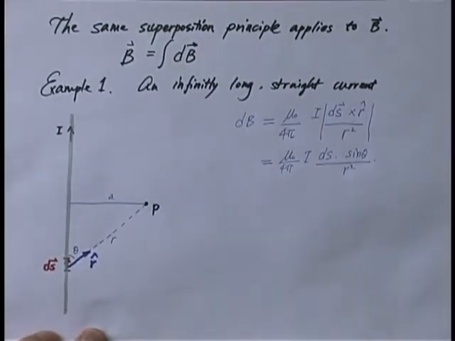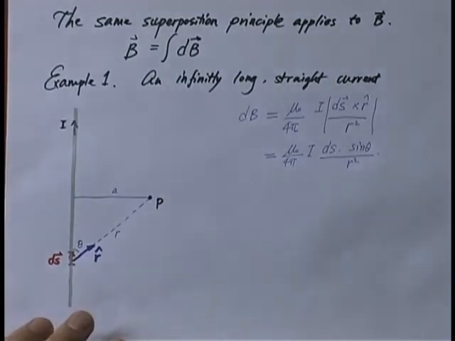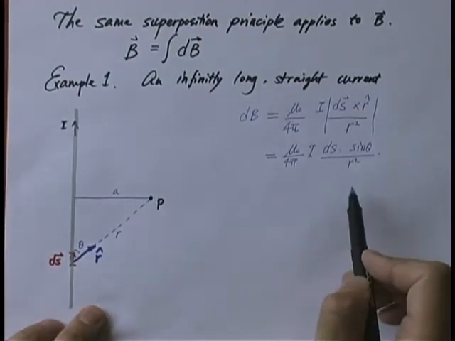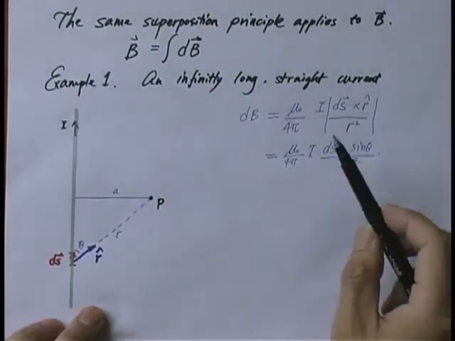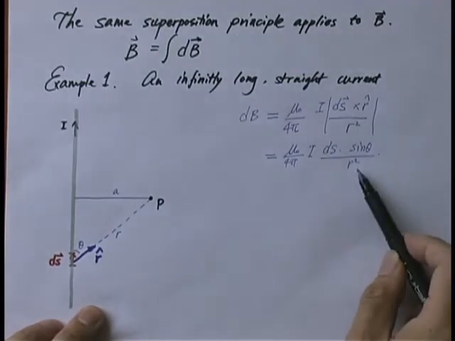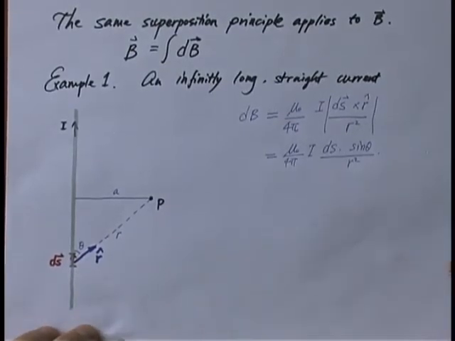Now the next step, of course, is to integrate the magnitude of dB to get the total magnetic field. Before we can start integration, we first have to clean up this expression a little bit. We only want to integrate over one variable. But look at how many things can change as you move along the wire. ds is a variable. Theta is a variable. Even r is a variable, the distance between here and there. So we're going to clean things up a little bit.